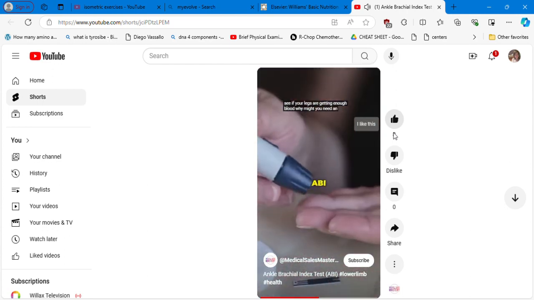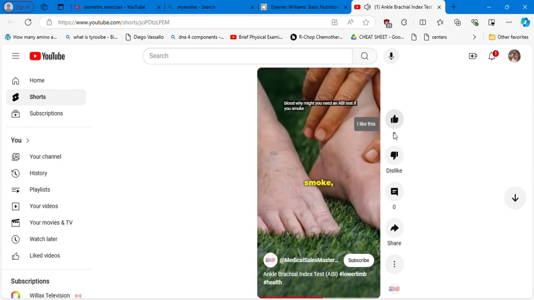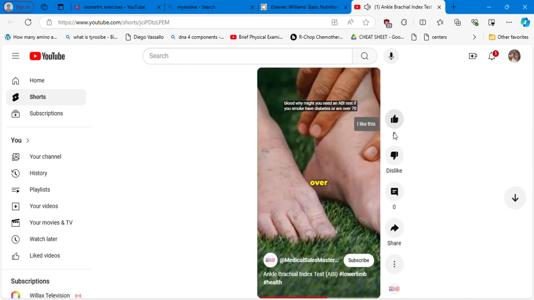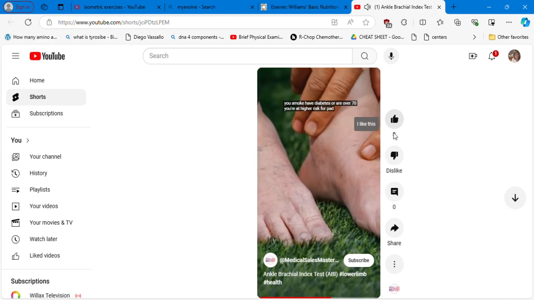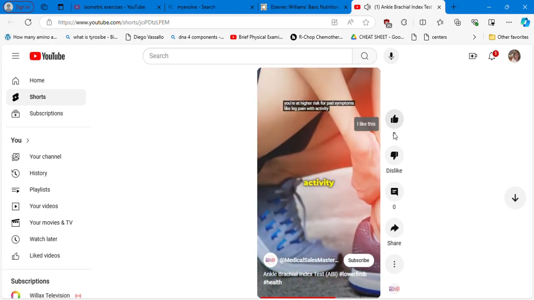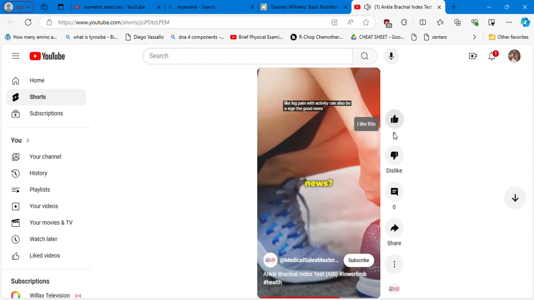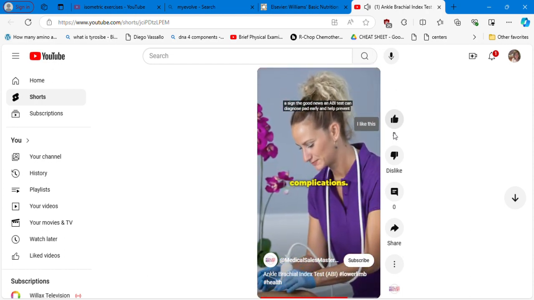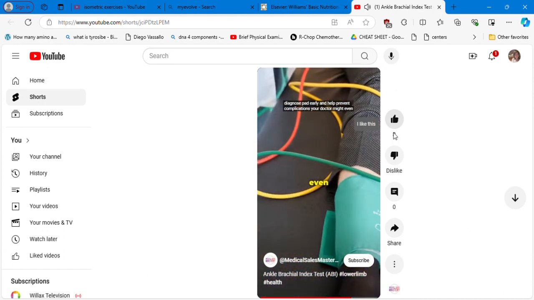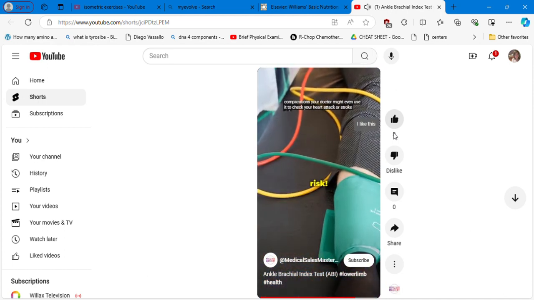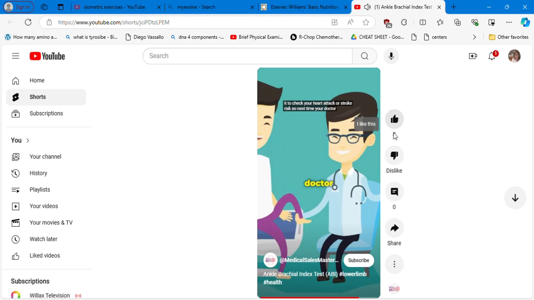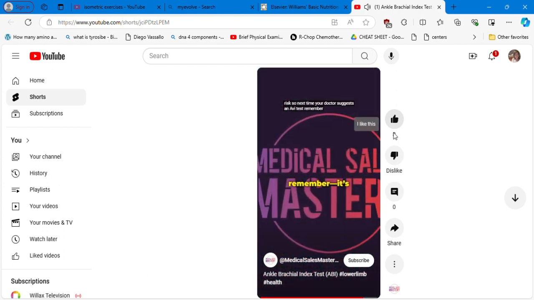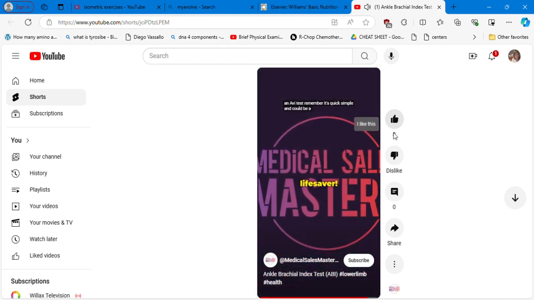Why might you need an ABI test? If you smoke, have diabetes, or are over 70, you're at higher risk for PAD. Symptoms like leg pain with activity can also be a sign. The good news? An ABI test can diagnose PAD early and help prevent complications. Your doctor might even use it to check your heart attack or stroke risk. So, next time your doctor suggests an ABI test, remember, it's quick, simple, and could be a lifesaver.